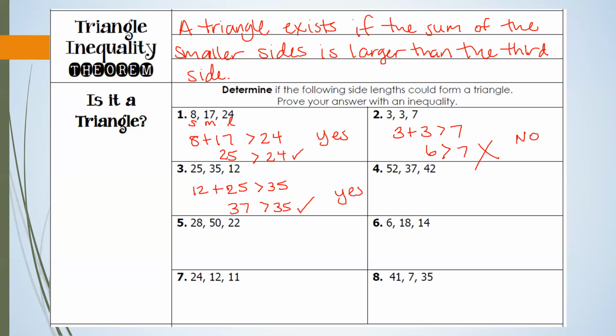And now number 4, the small side is 37, the medium side is 42, and the large side is 52. So you want to make sure that your small plus your medium is greater than your large. If that's true, then you have a triangle. 37 plus 42 is 79. 79 is greater than 52. So yes, this is a triangle.